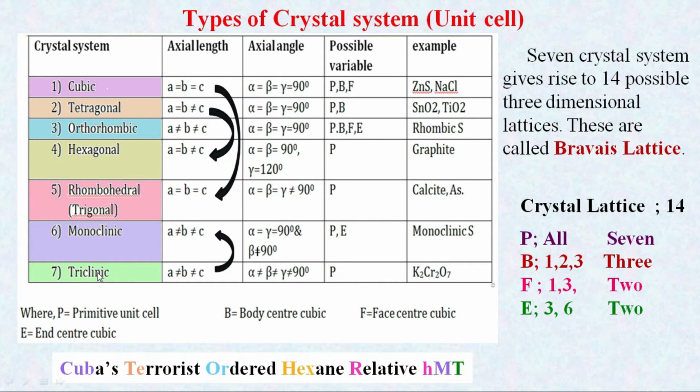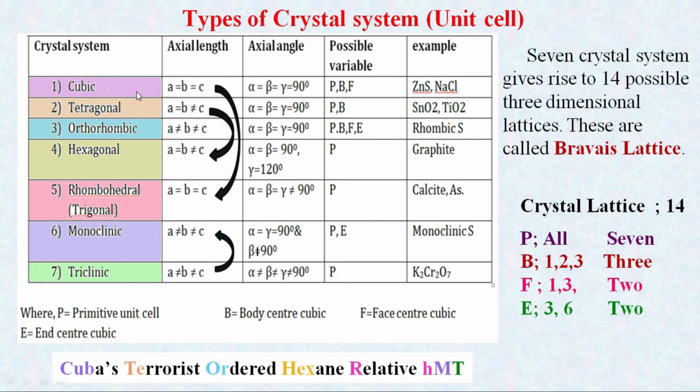Now after remembering these 7 systems, we need to remember and understand the relationship of axial angle and axial length in these 7 systems. So how to remember these? There are some simple hints I will give you all. First, we know that in case of the cubic system, all the 3 sides are equal and all the 3 angles are equal, and equal to 90 degrees.